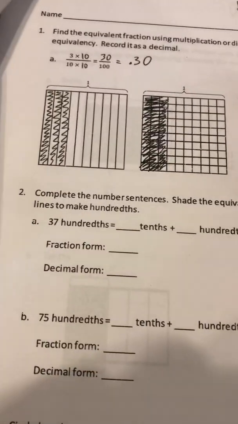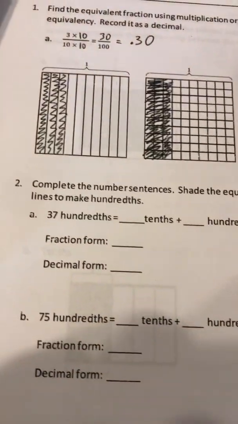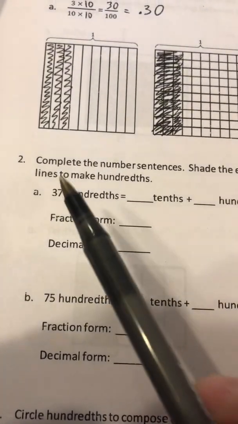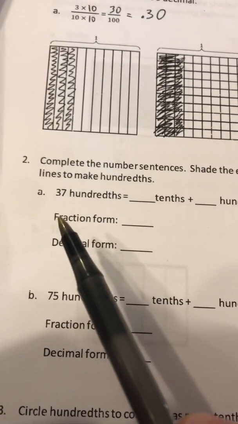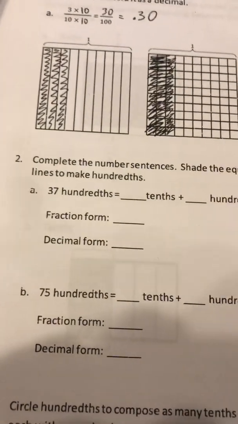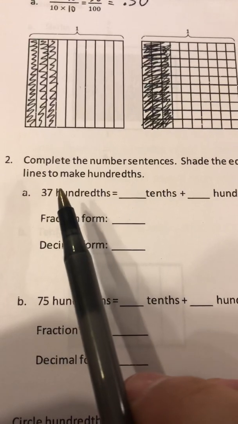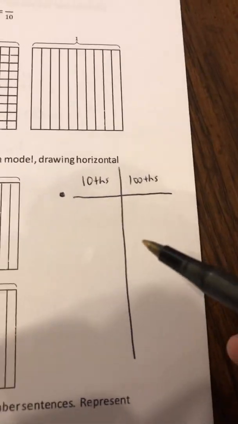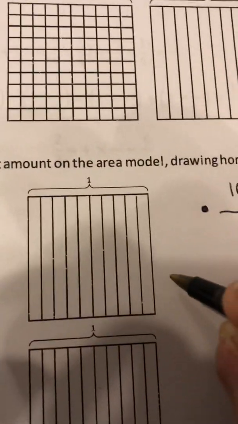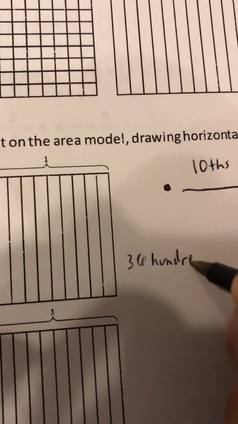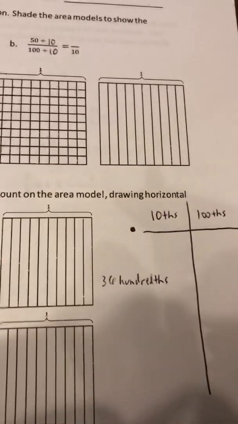Okay, now you're probably thinking, how do I write that in decimal form? Well, if you've watched the Khan Academy videos or the other videos that I linked, you might remember. If you don't, go back and watch those again. It's very helpful. So I'm going to model turning a number like this into decimal form over here with my little place value chart. And I'm going to model 36 hundredths.